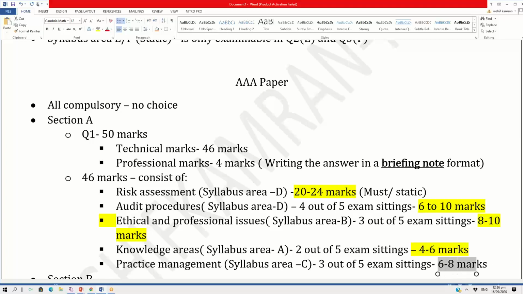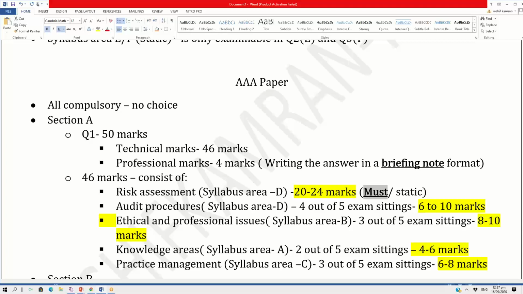So this is how things look in question number 1, where risk assessment is an integral, must part. You cannot find a question number 1 without syllabus area D, risk assessment. But the other areas: audit procedures, 4 out of 5; ethical and professional issues, 3 out of 5; knowledge areas, 2 out of 5; practice management, 3 out of 5. So syllabus areas A, B, C can be in question number 1, or they cannot be. They can be for fewer marks, or for more marks. But syllabus area D is a must part of question number 1.